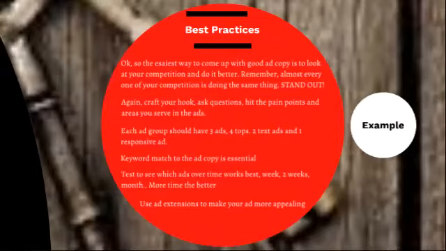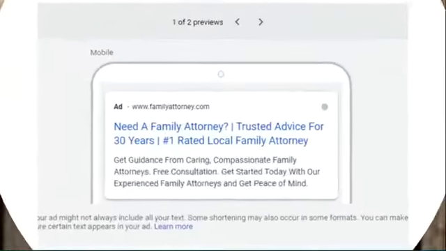And then we'll talk about some best practices. The easiest way to come up with good ad copy is just to go to your competition, look at their ads online, see what they're doing, and do it better, stand out. Everybody's probably heard that before. Again, craft your hooks, ask your questions, hit the pain points. Each ad group should have about 3 ads, 4 tops: 2 text ads and 1 responsive ad. Your keyword match to the ad copy is essential here. And you want to test to see which ads work best over time. The more time, the better. And you want to use ad extensions to make your ad more appealing, more robust. Here's another quick example.